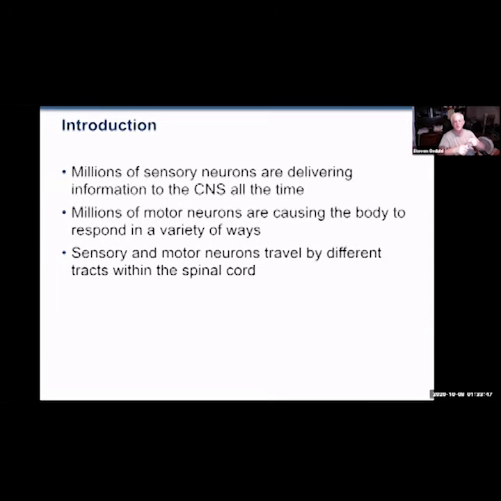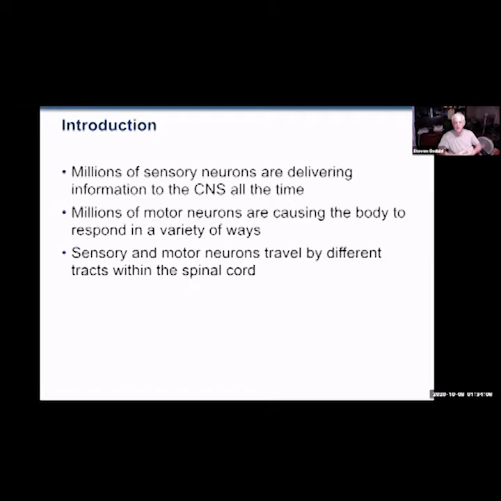We have millions of sensory neurons delivering information to the central nervous system all the time. We have constant input from our environment, our surrounding area, into the body. Millions of motor neurons are causing the body to respond in a variety of ways. We respond, we move in response to our environment. Sometimes you don't even think about it.